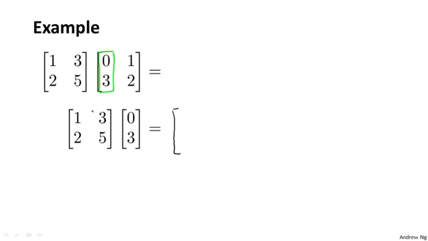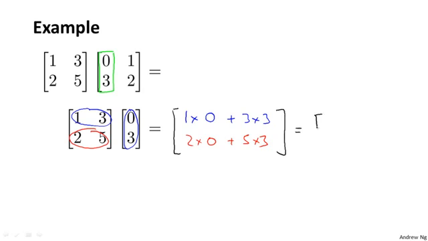This is going to be equal to, right, [1 3] times [0 3], so that gives 1 times 0 plus 3 times 3, and the second element is going to be [2 5] times [0 3], so that's going to be 2 times 0 plus 5 times 3, and that is [9 15]. Okay, actually, let me write that in green. So this is [9 15].